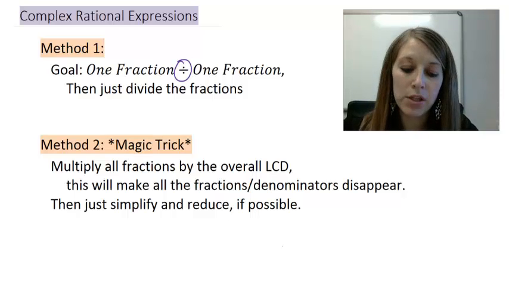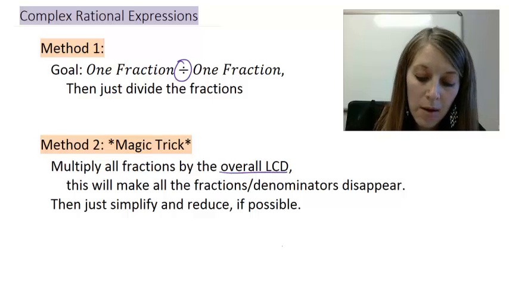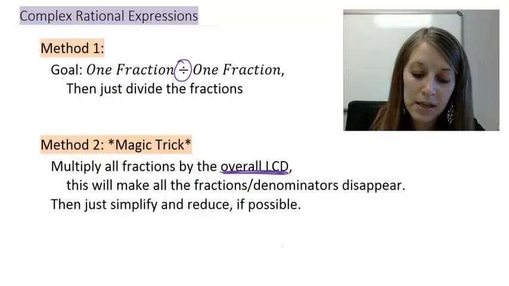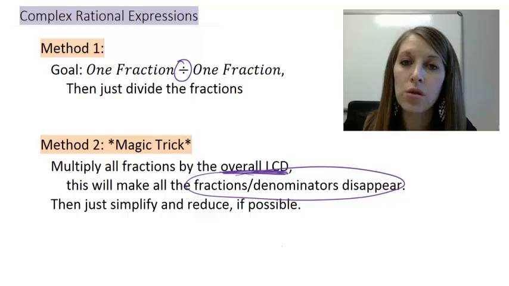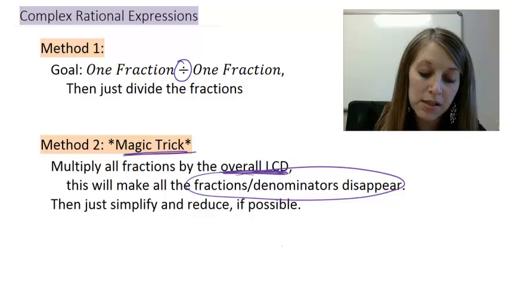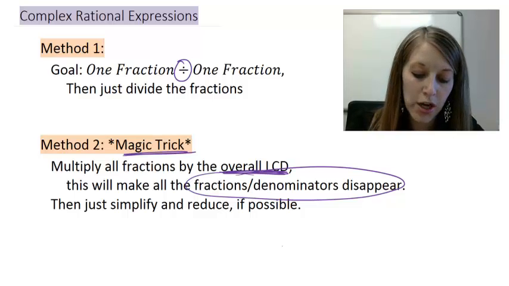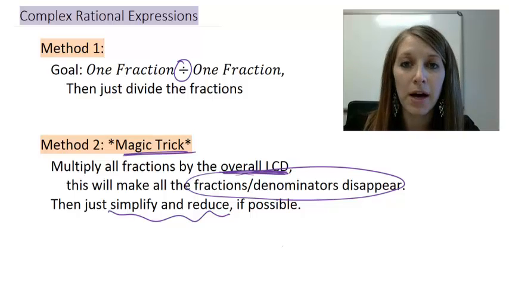The second method that we talked about was the method that I called my magic trick. Now, in this method, you find the overall least common denominator between every single fraction that you have. You multiply every single fraction by this least common denominator, and what happens is it makes those individual fractions or those individual denominators disappear. And that's why I call it magic, is because it makes things disappear. At that point, you should be down to a very simple problem where all you have to do is just simplify and reduce if possible.